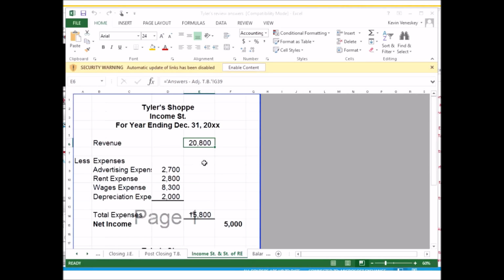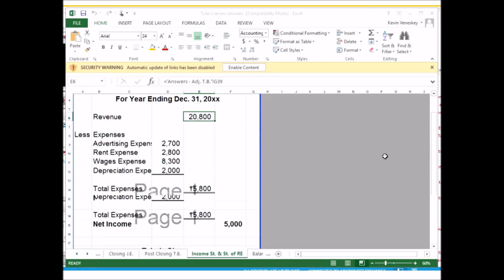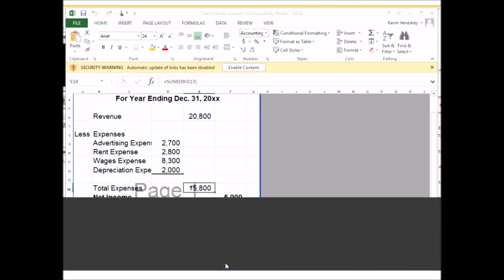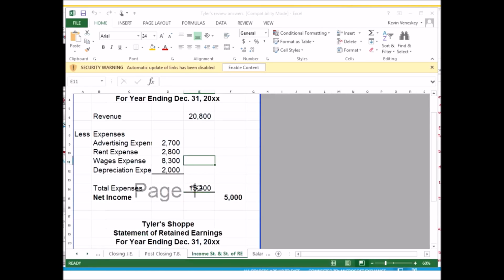And so I made $20,800 in actual revenue coming in. And then I spent all of these expenses. I paid some money for advertising, which will help grow my business. I paid for some rent, wages, and then an item we'll talk about in 3 or 4 weeks, depreciation. These are all items that cost me a little bit. And so I added those up. That's where I got the 15.8 from. I added all of my expenses.